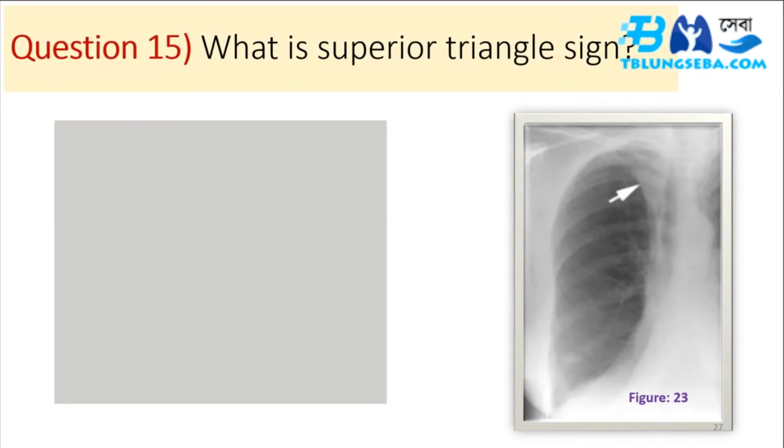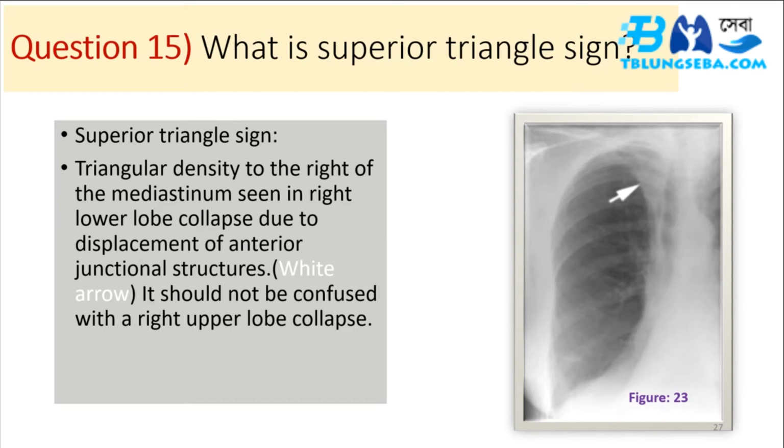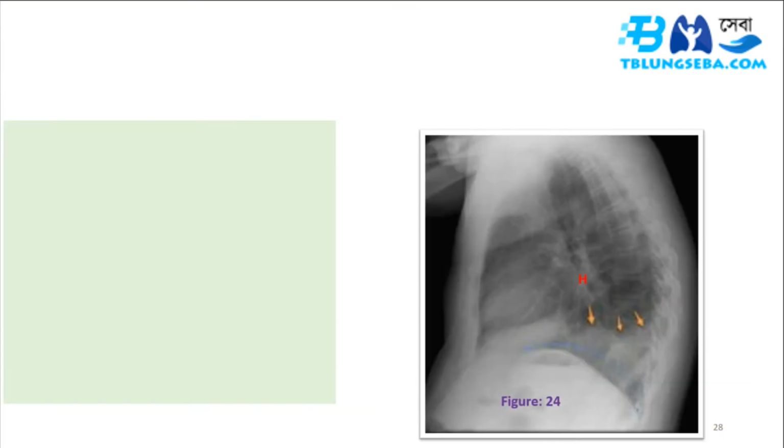Question 15. What is superior triangle sign? Superior triangle sign. Triangular density to the right of the mediastinum seen in right lower lobe collapse due to displacement of anterior junctional structures. White arrow. It should not be confused with a right upper lobe collapse.